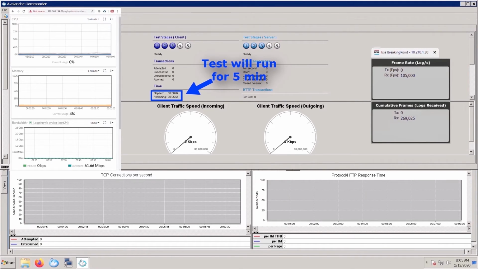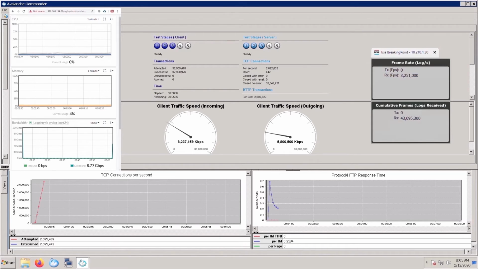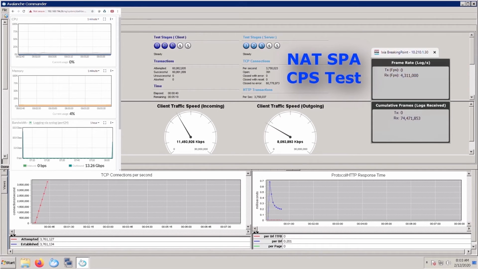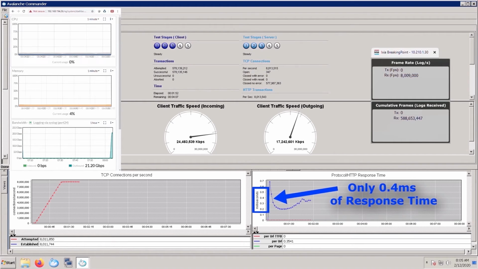And the test will run for a total of 5 minutes where we will look at the overall traffic and log statistics. For this test, we are doing CGNAT with SPA single port allocation CPS test. We are targeting a total of 8 million connections per second. And as the sessions have ramped up fully, you can see the response time for the TCP sessions, which is 0.4 milliseconds of response time.